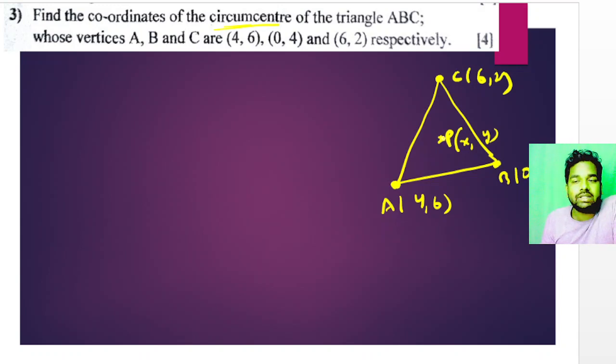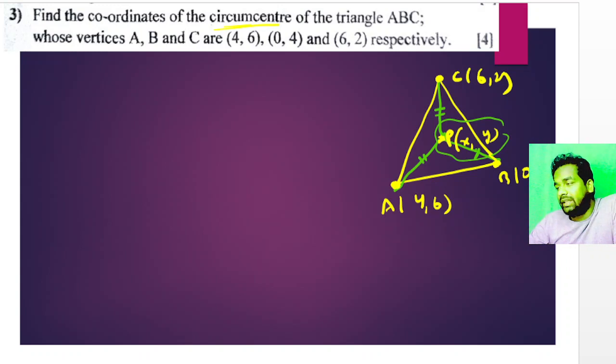And what is the circumcenter? The circumcenter is a point that acts as the center of a circle through which the points A, B, and C pass. So you can say that CP is equal to BP, and equal to AP, because these act as a radius. So PC, PA, and PB act as radii, and they are equal. Since the question is asking for the coordinates of the point P, we need to find x, y.